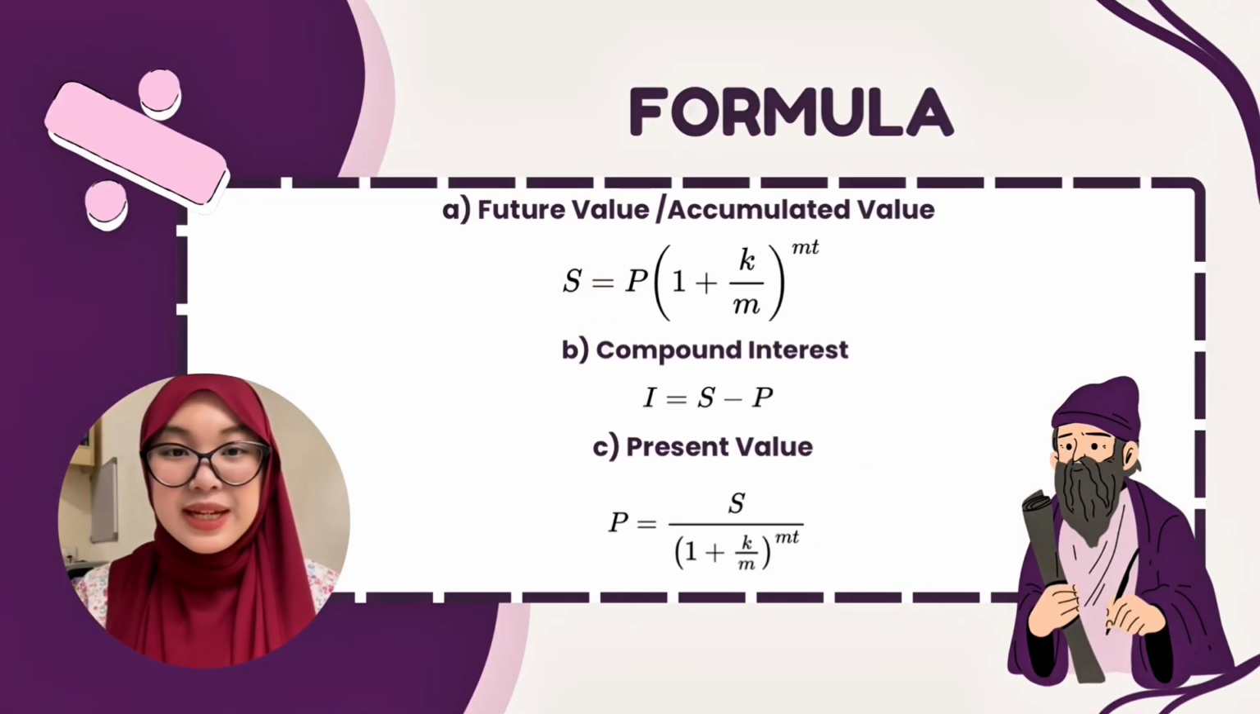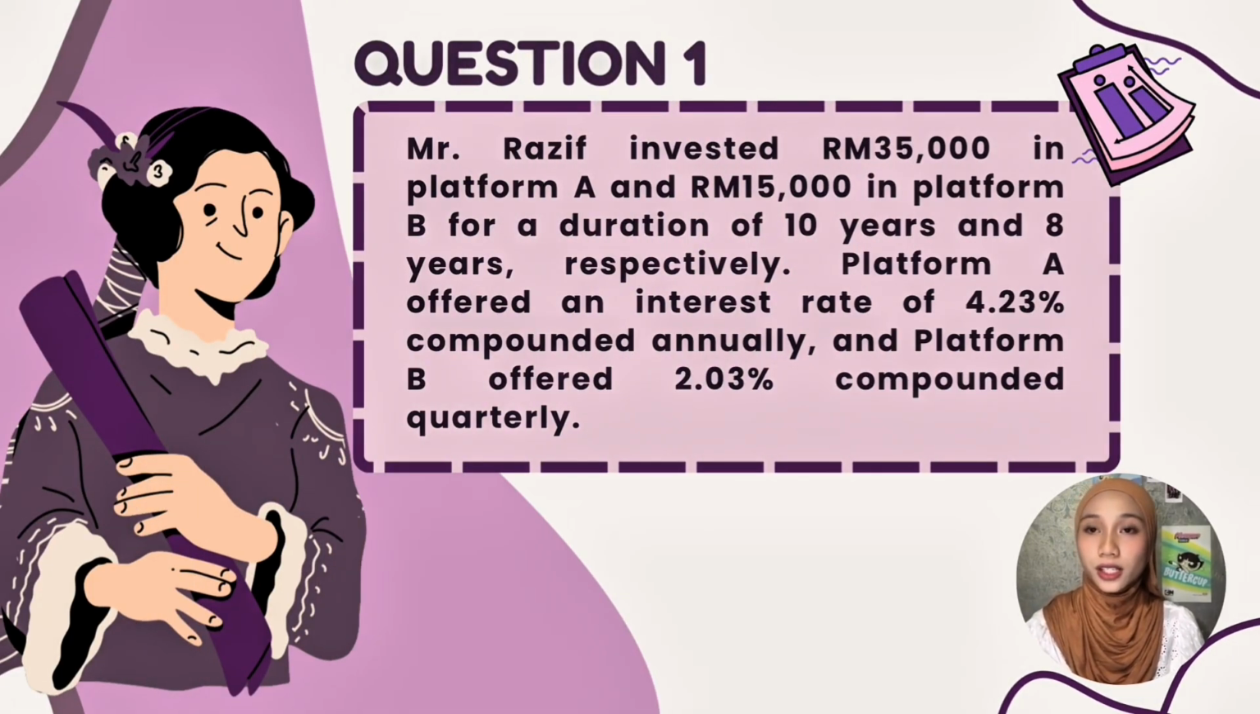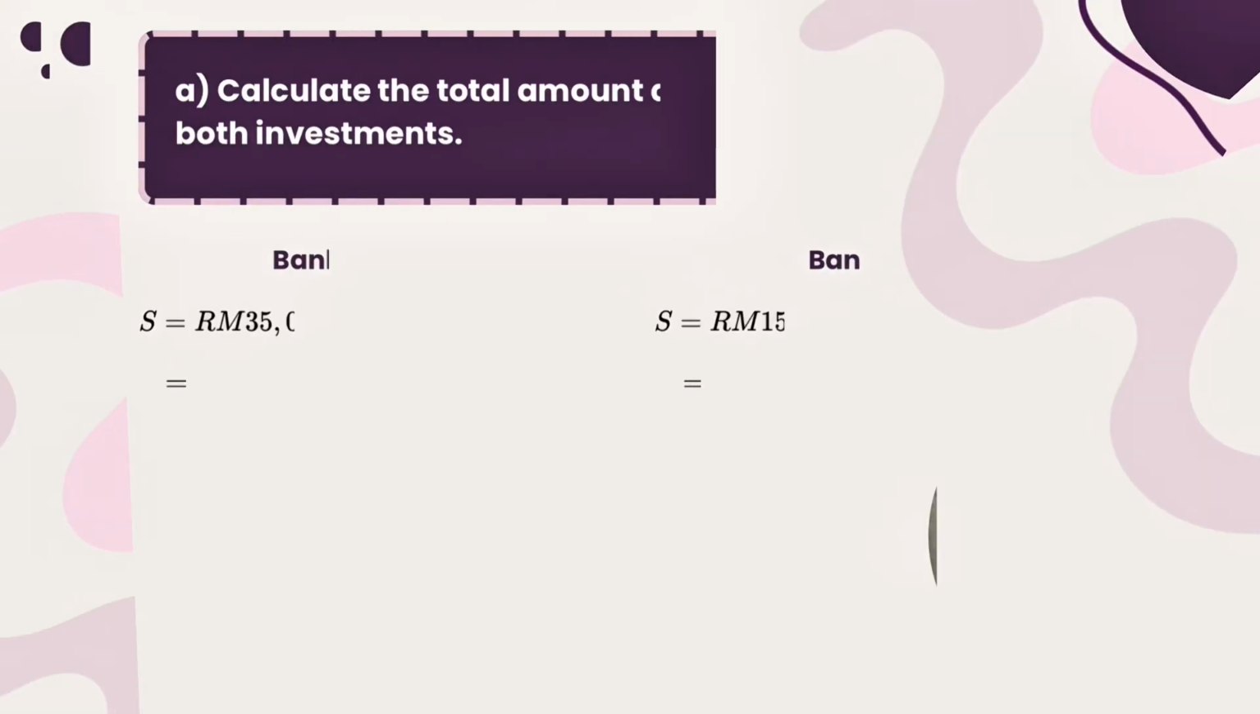As you can see on the slide, this is the formula that we use to find future value, compound interest, and present value. Question 1. Mr. Razif invested 35,000 ringgit in platform A and 15,000 ringgit in platform B for a duration of 10 years and 8 years respectively. Platform A offered an interest rate of 4.23% compounded annually, and platform B offered 2.03% compounded quarterly.